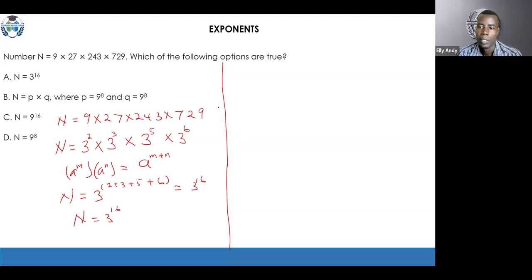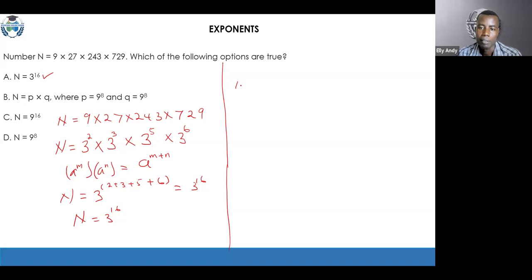So what do you think we can do next? Well, the remaining bit is just to compare the answer choices with 3 power 16 and see which one fits. So of course, the first one you can see straight away, no further manipulation is needed. A is an answer, so let's check the rest.